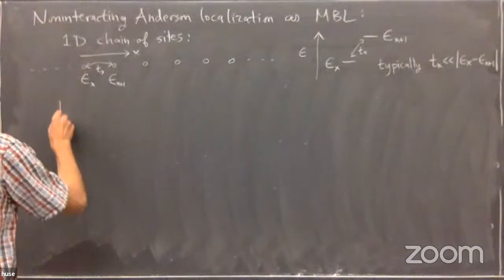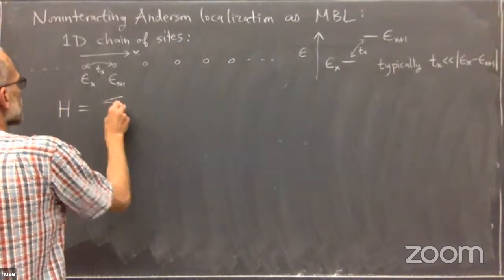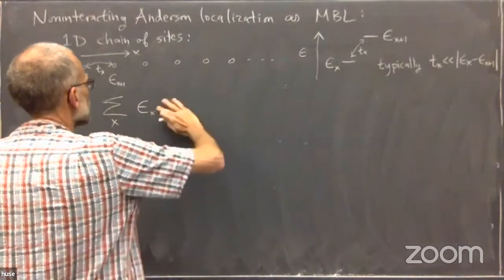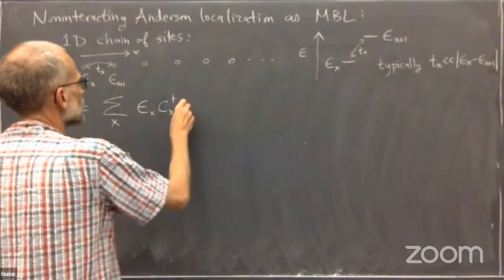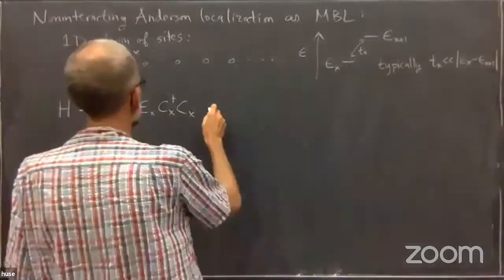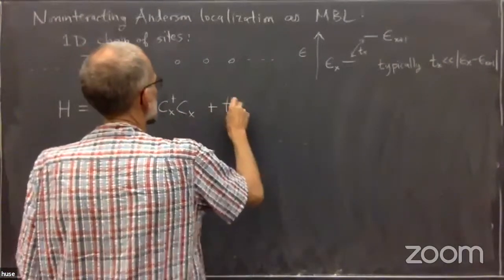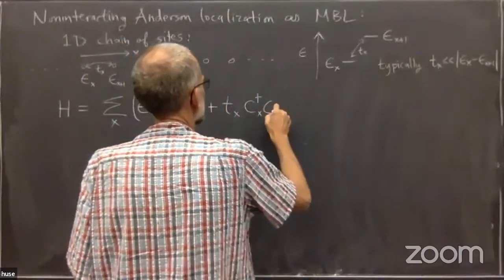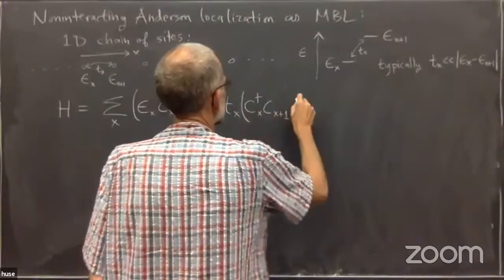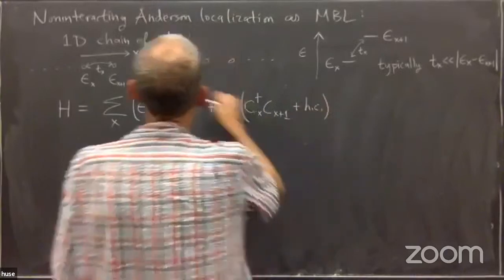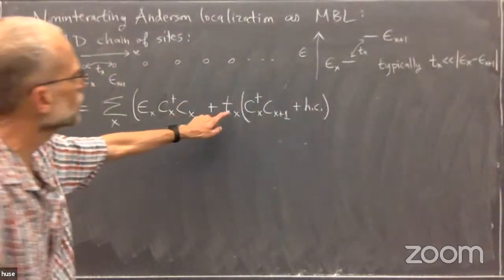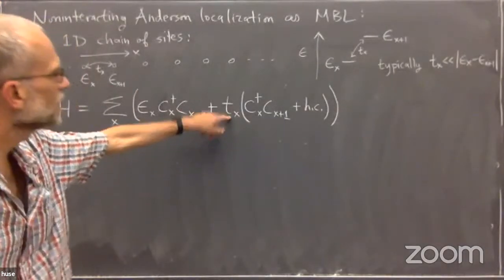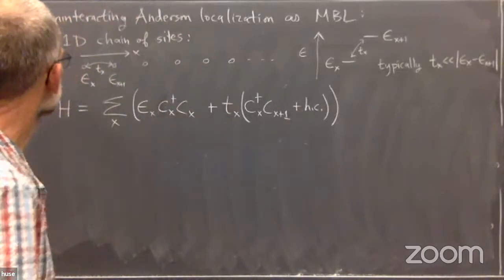So here's my Hamiltonian. H equals the sum over x of epsilon x, creation and annihilation operators, and then plus t x, c x dagger c x plus one, plus Hermitian conjugate. In one dimension with nearest neighbor hopping, I can always choose a gauge such that the hoppings are real. You can actually choose a gauge such that the hoppings are negative or positive, whatever you want, because there are no loops.